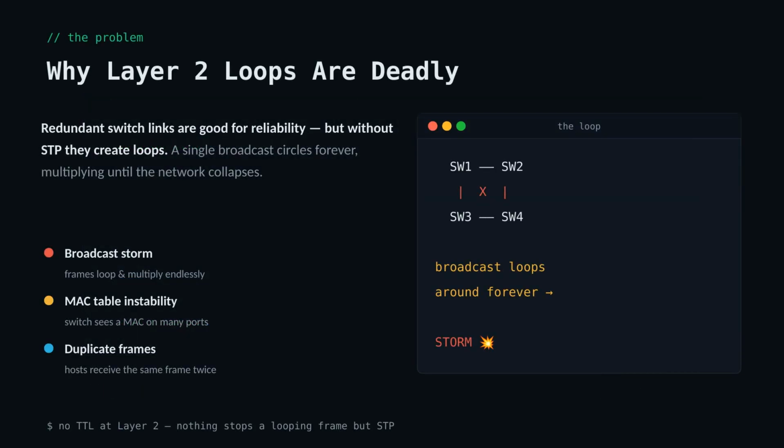So here's the core problem. Picture 4 switches wired in a square for redundancy, SW1 to SW2, down to SW4, across to SW3, and back up. The moment a single broadcast frame enters that ring, it circles endlessly, because unlike IP, Layer 2 has no TTL to kill it off. Within seconds, you get a broadcast storm, MAC tables flapping as the same address appears on multiple ports, and hosts receiving duplicate frames. The network doesn't just slow down, it collapses.